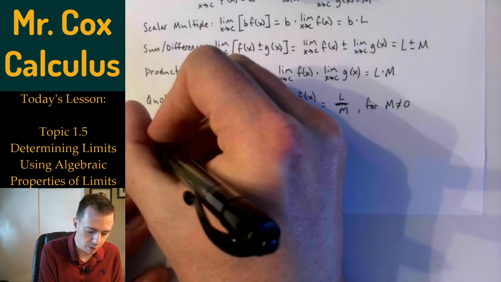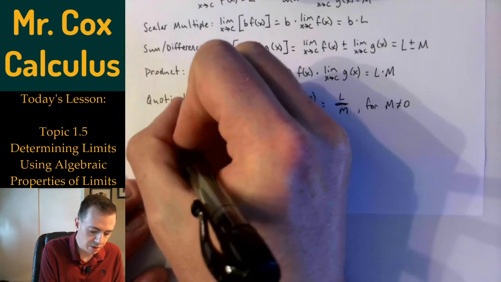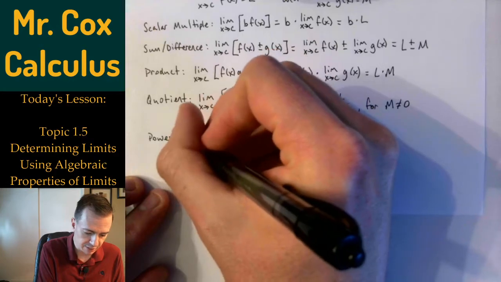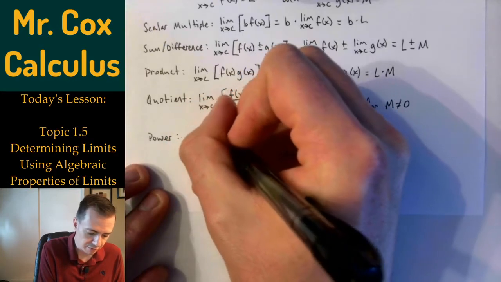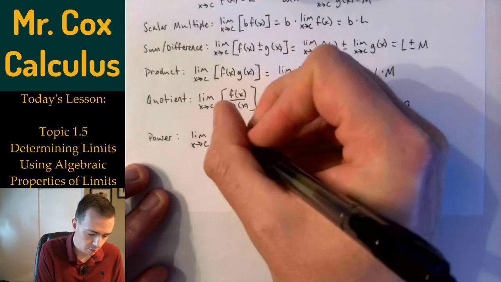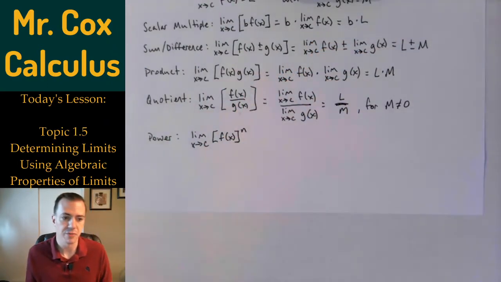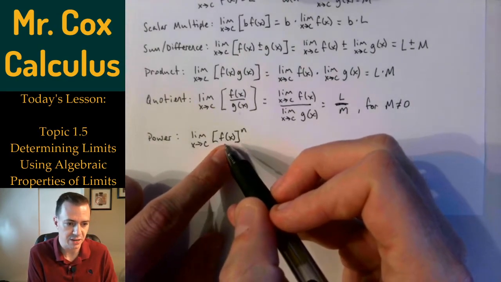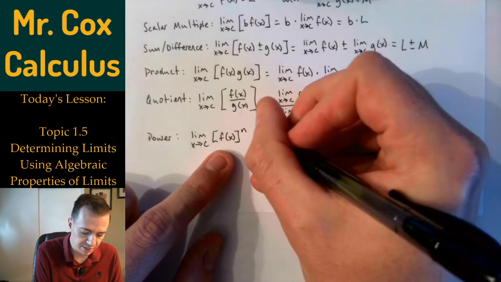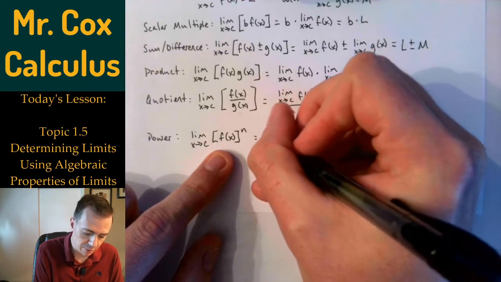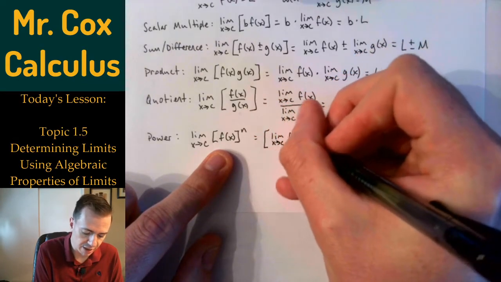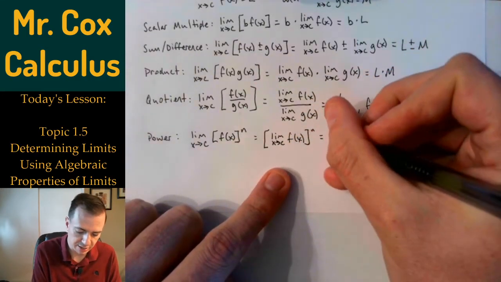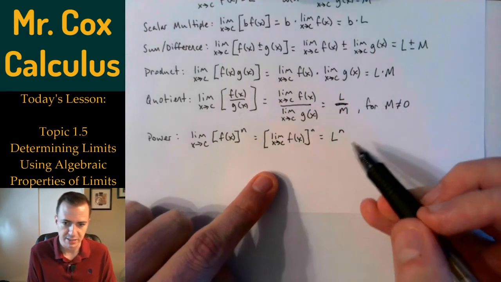The last one that we're going to really look at is going to be the power property. And this says that the limit as x approaches c of f of x raised to the n power. So if I have a function and I raise it to the n power, this limit notation can actually carry inside, and we can say that equals the limit as x approaches c of f of x raised to the n power. This we have defined as L, and so L is raised to the n power.